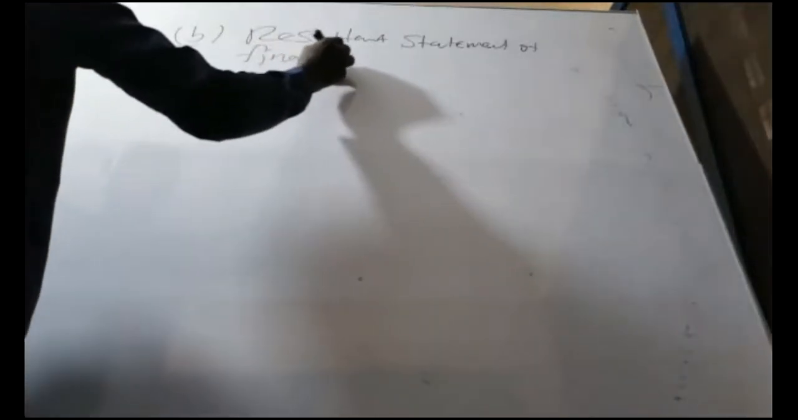Resultant statement of financial position as at 1st July 2020. Yes, I hate 2020, 1st July, even though July has not been reached. By the time I write the exams, July will already have started, so that's why I use 1st July 2020.